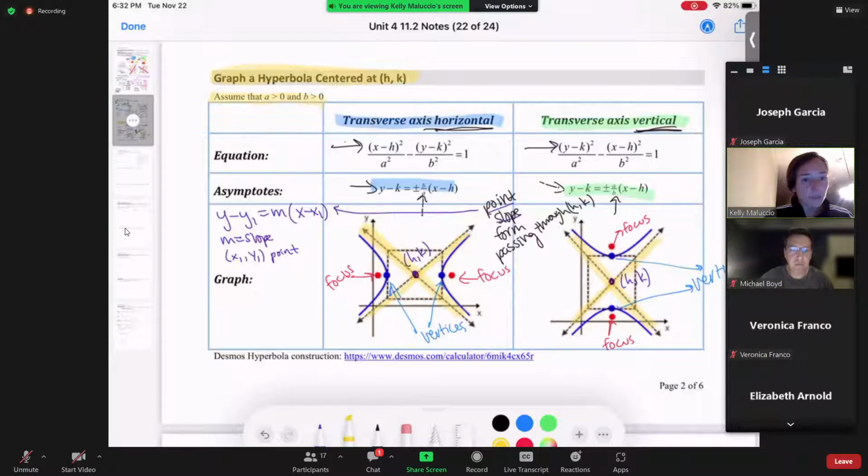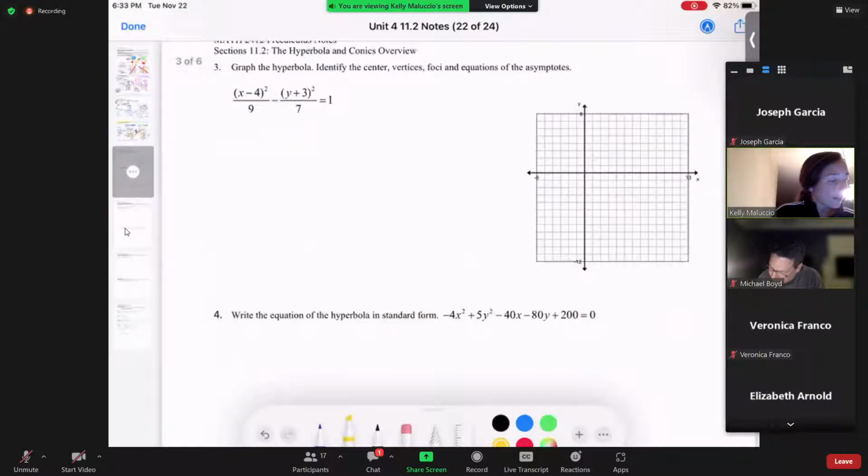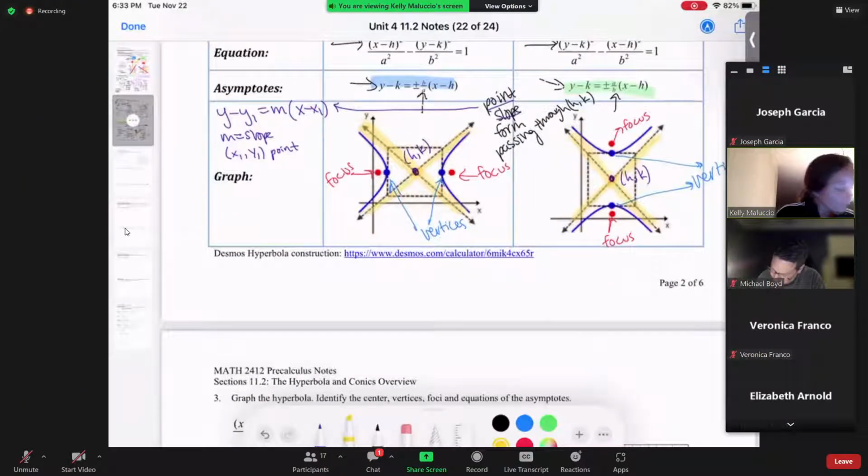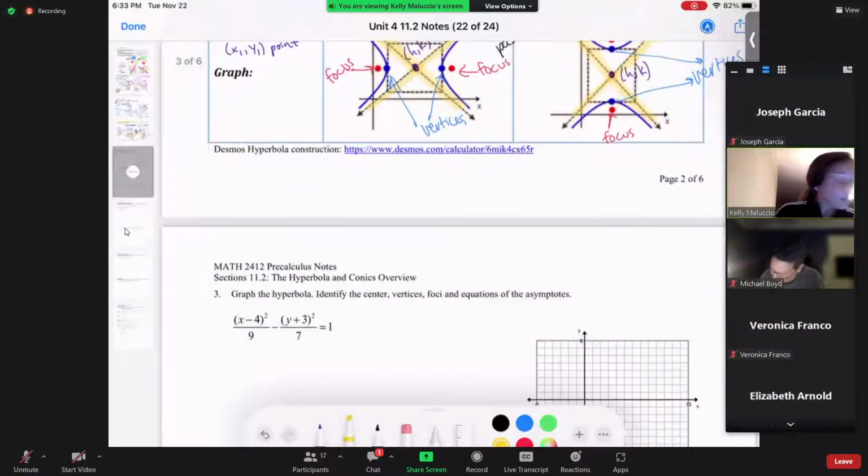Oh, and I didn't prepare, so I'm going to skip this Desmos construction, even though it's probably really cool. I highly recommend you check it out. But I just want to try to get through as much as possible tonight. Sorry, that was fast. So we have maybe 4 examples before we move on.